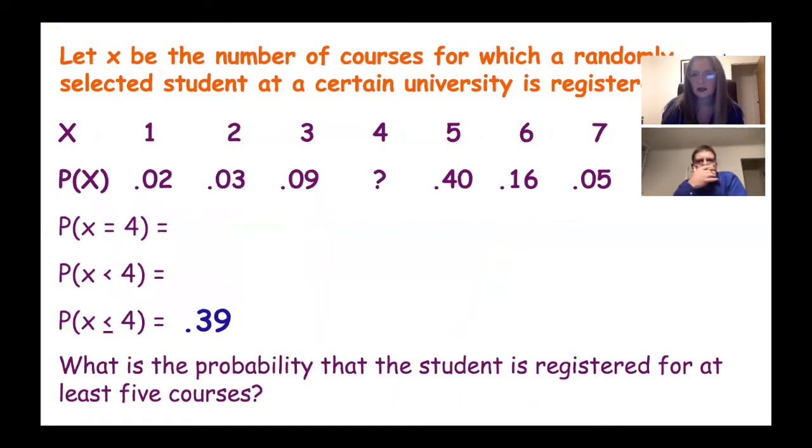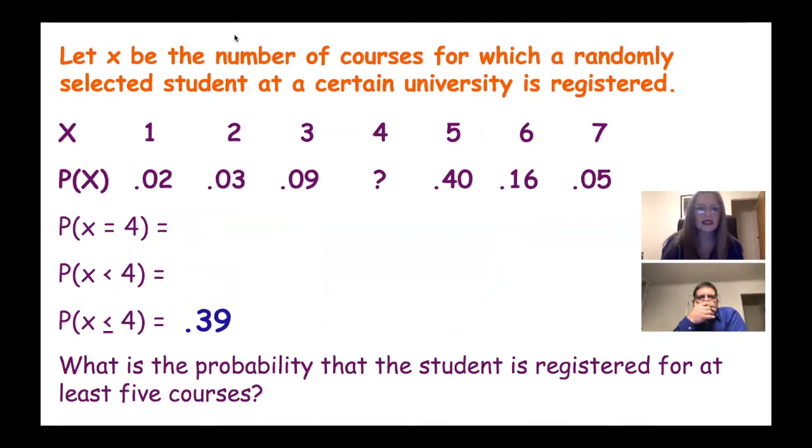So let's say X is the number of courses for which a randomly selected student at a certain university is registered. So our variable could be 1, 2, 3, 4, 5, 6, or 7. What is the probability that X is equal to 4? So what is the probability that this selected student is taking exactly 4 courses?